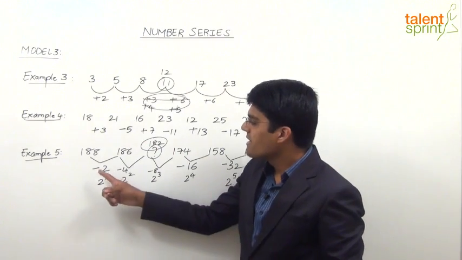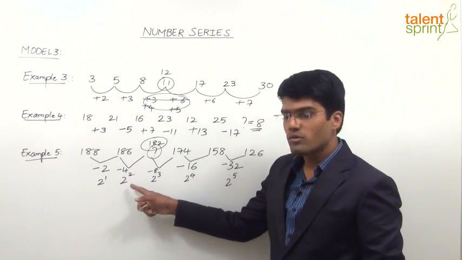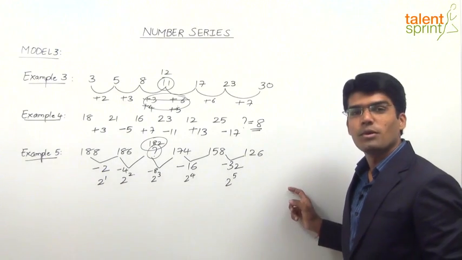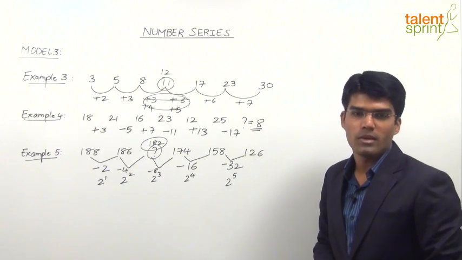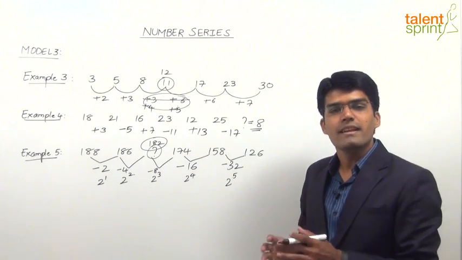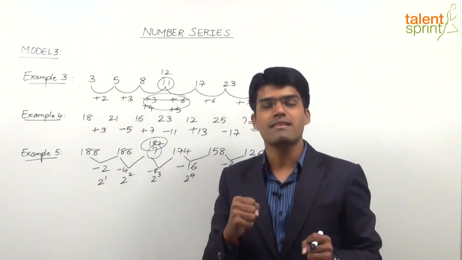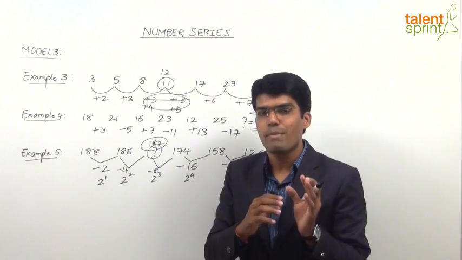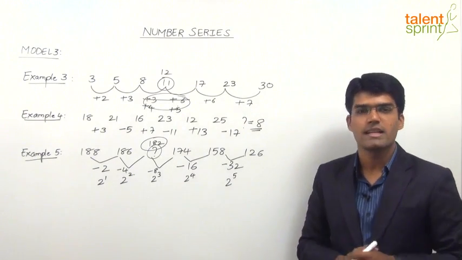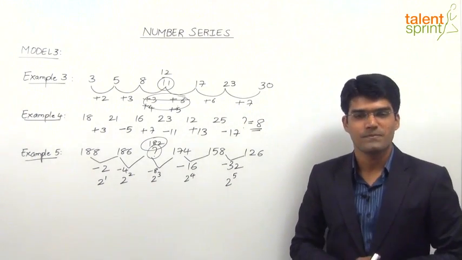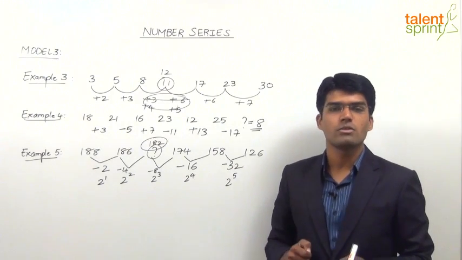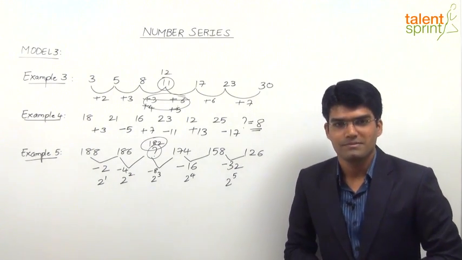As the pattern here is minus 2 power 1, minus 2 power 2, minus 2 power 3, and so on. So the answer for this question here is 182. So mostly it's about finding out the differences and understanding what is the pattern between the differences of two consecutive numbers of the given number series. So try to work in this way and find out the answer as quickly as possible.